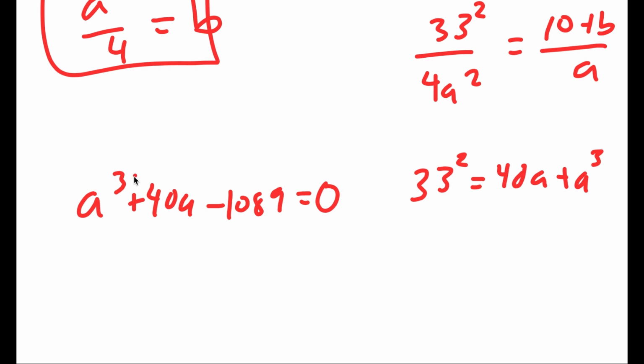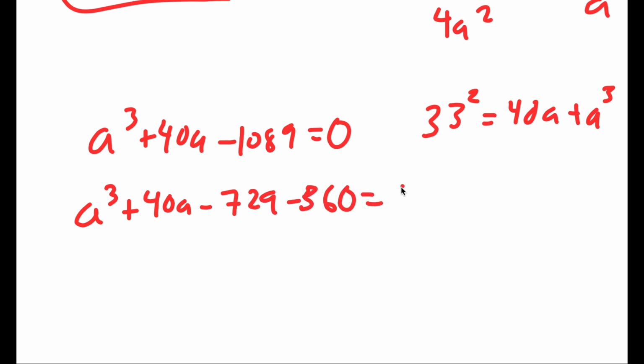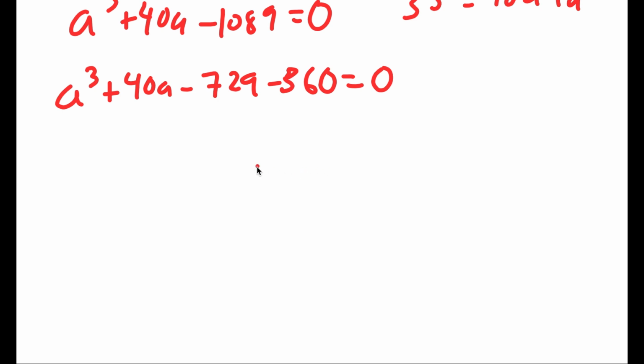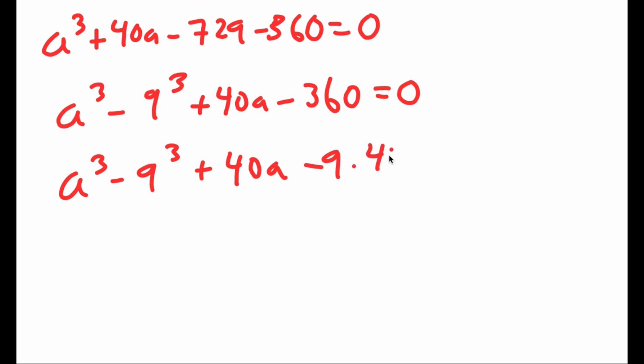So now we turn this to a cube. And to solve this, I'm going to rewrite this as a to the power of 3 plus 40a minus 729 minus 360 is equal to 0. And this turns into a to the power of 3 minus 9 to the power of 3, which is the value of 729, plus 40a minus 360 is equal to 0. And 360 is the same thing as 9 times 40.